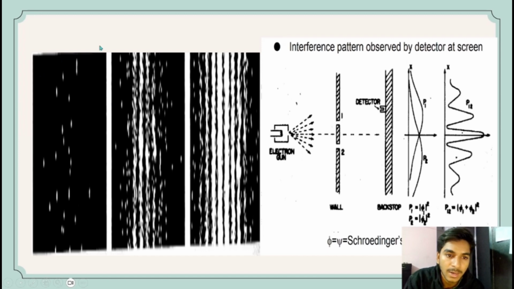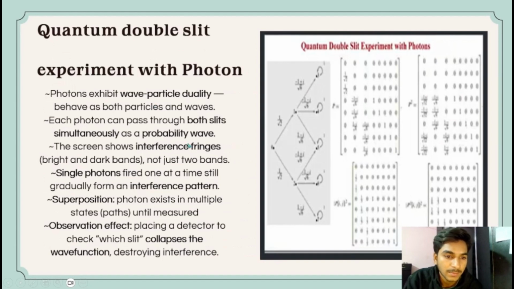These bright and dark bands appear at those points. Not just two bands, there are many bands. A single photon fired once at a time still gradually forms an interference pattern. Superposition: a photon exists in multiple states until measured. Observation effect: placing a detector to check which slit the photon passes through collapses the wave function, destroying the interference.